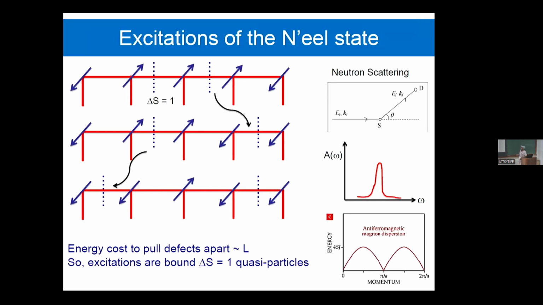The consequence for a neutron measurement is that you will have a sharp absorption. The neutron comes in with a certain energy and loses some energy to the sample, and that will be a sharp excitation at a fixed energy, which is given by this J. And the dispersion will be spin wave-like, so sharply dispersing bands.